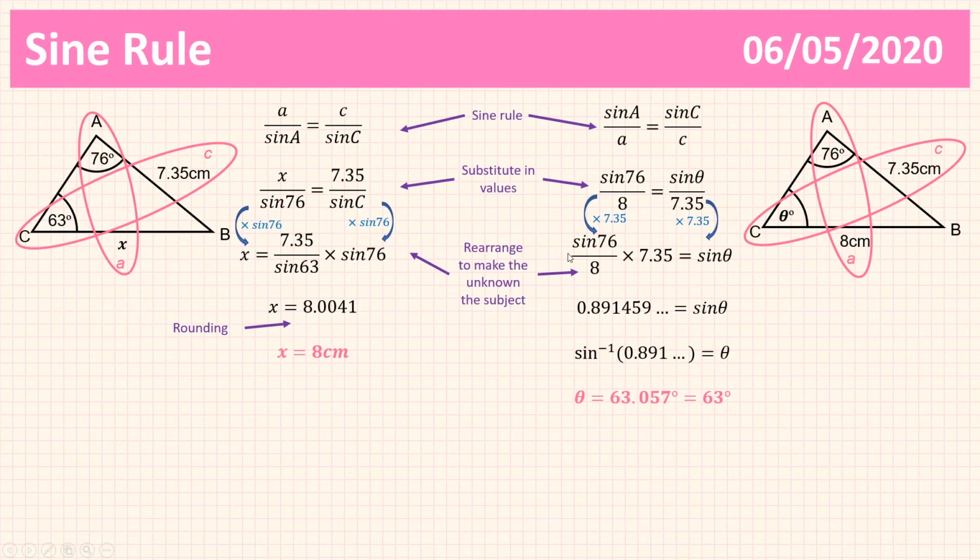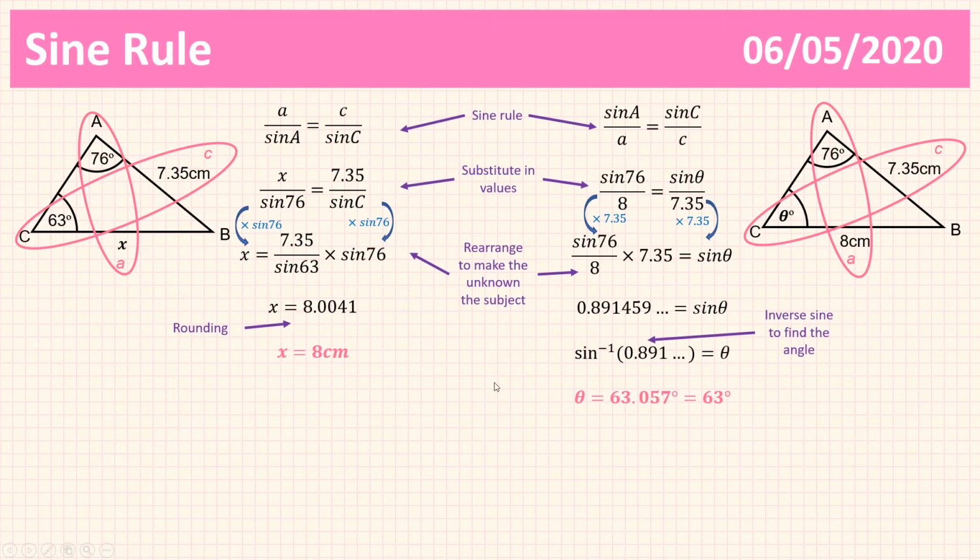We can see that once we plug in sine 76 divided by 8 multiplied by 7.35, we end up with this decimal. Now that's sine of theta, but we want to work out what the value of theta is. So we need to remember to do the inverse of sine to find the value of the angle. And then after that, we've done some rounding to get that. So that's what the key differences and key similarities are.